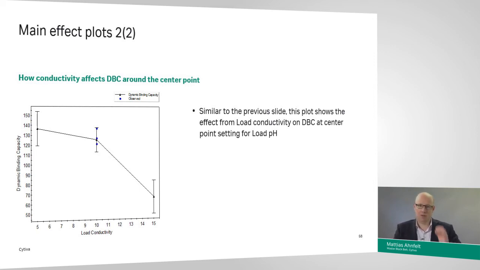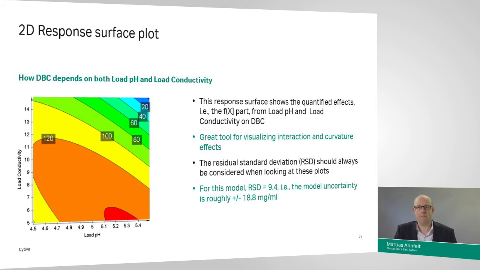Now, both of these main effect plots, I would recommend using them only if we do not have pronounced interaction effects. In this case, we do have pronounced interaction effects. However, if we want to present them, we would present them together with the corresponding interaction graphs as well, to make sure we don't oversimplify the effect, because the effects from pH and conductivity really should not and cannot be totally separated due to this interaction effect between them.